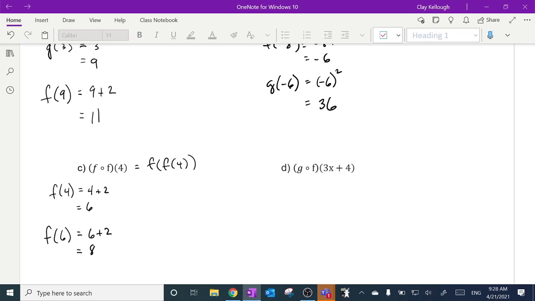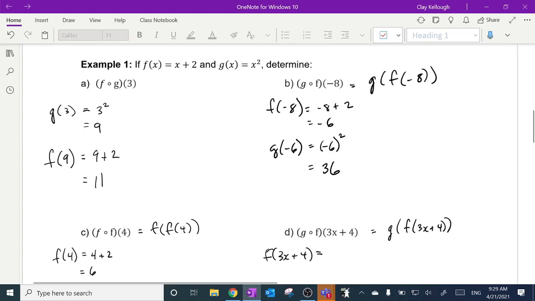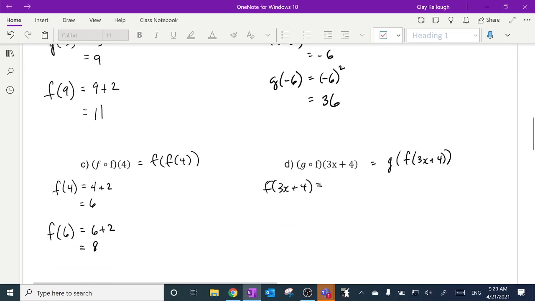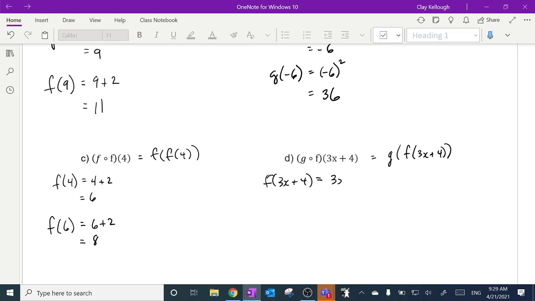Okay. All right, g of f of 3x plus 4. Aha, I'm not just putting a number in, I'm putting in a piece of algebra, in this case a binomial. So the first thing I'm going to find is f of 3x plus 4. So I'm going to go back to the original function, which is x plus 2. So I replace the x in x plus 2 with 3x plus 4. And that gives me 3x plus 6.